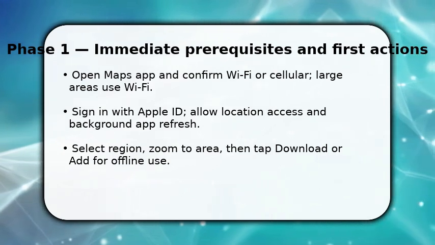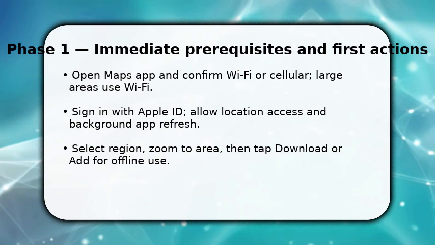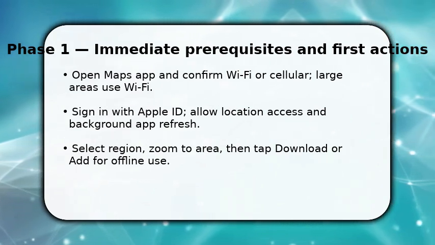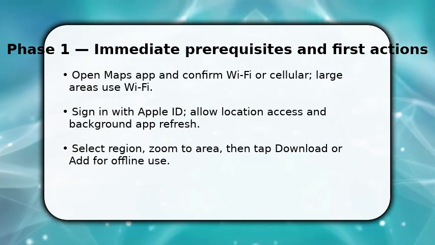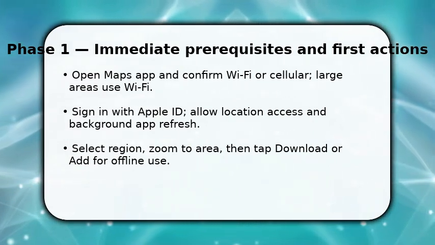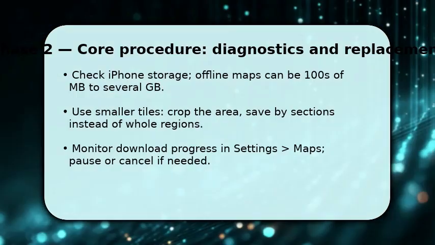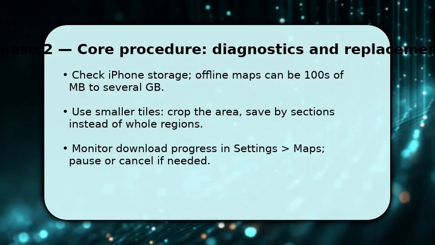Once done, zoom to the neighborhood or route, tap the map pin or menu, and start the offline download. This creates the local map files on your iPhone for offline routing. You now control size and progress so offline maps don't exceed storage limits.